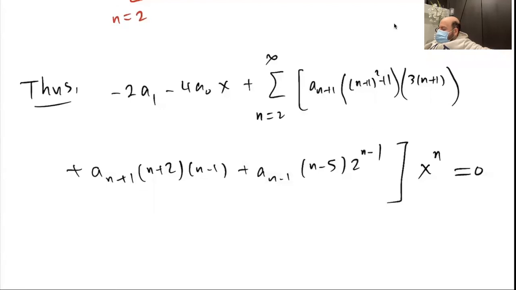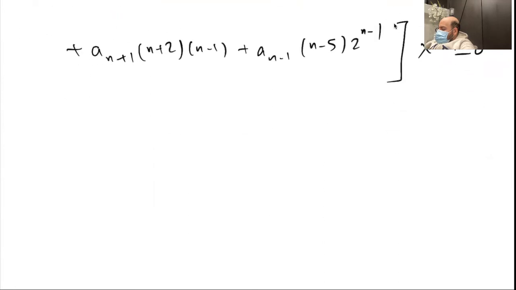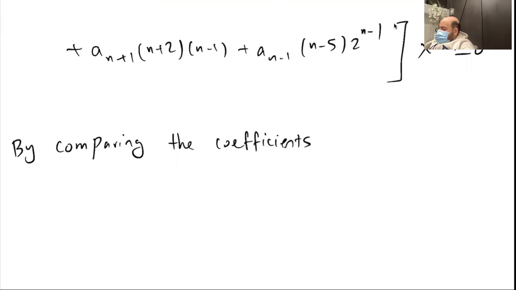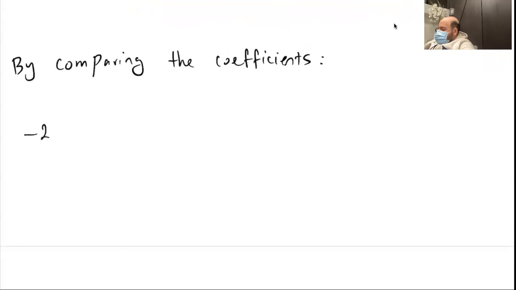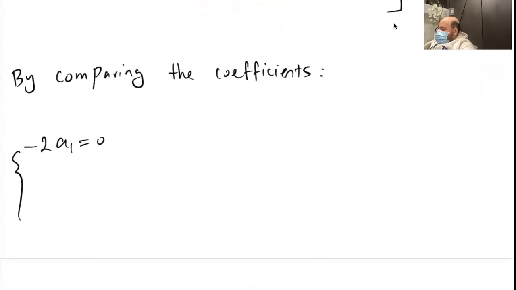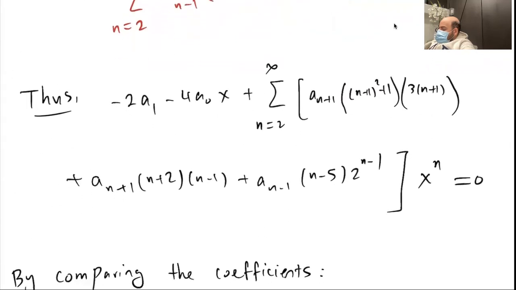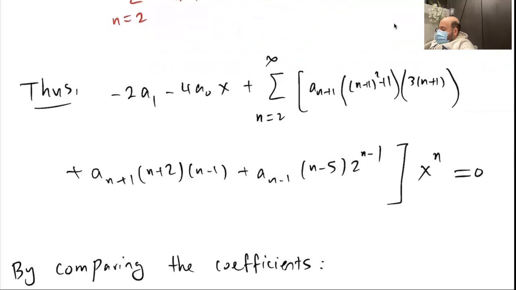And now to find the recursive relation, I can simply compare the coefficients on the left-hand side and right-hand side. So by comparing coefficients, on the right-hand side I have the constant function 0. So on the left-hand side, every coefficient must be 0, which means the constant term must be 0. And then the coefficient of x, minus 4a0, must be 0. And then the coefficient of x to the power n for n bigger than or equal to 2 must be 0.